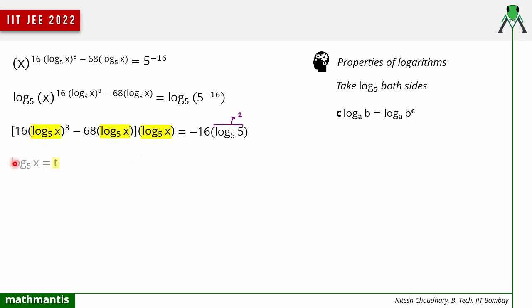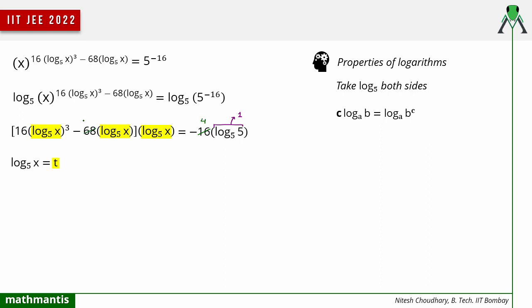So I will just substitute log 5x equal to t. That way it is easier to solve, because I can form a polynomial equation in t. And the remaining part we can simplify by cancelling out 16 here. That is what we can do. For cancelling out 16, I will divide both sides by 4.